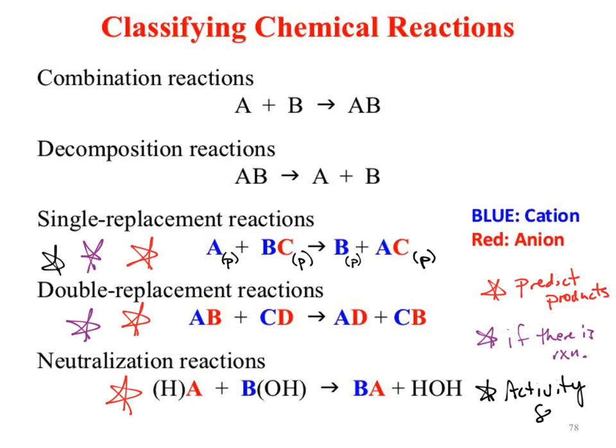Not quite. Okay, I know what you're trying to get at there. Single replacements become extra starred because of the activity series. You have to be able to rank the atoms and decide whether a reaction should occur based off of the activity series. Because if we just write out a single replacement reaction, we will see a change in phase every single time. So what we have to decide is whether that change in phase is valid. That comes back to interpreting the activity series.